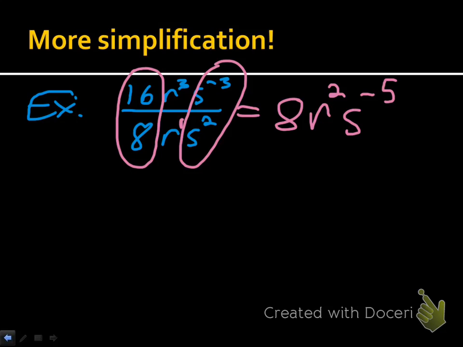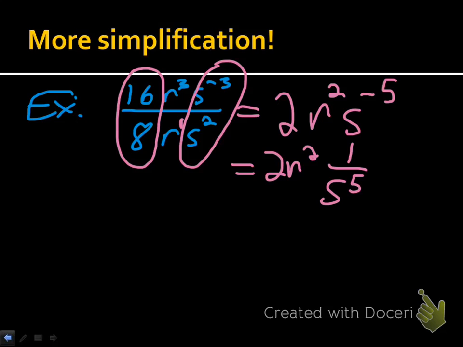Okay, and then we should simplify this a little bit more. Oh my goodness, I'm sorry, mistake, you probably caught this before I did. This is actually 2r squared s to the negative 5th. Okay, and then let's simplify this a little further. 2r squared times 1 over s to the 5th, and that's okay, but I think we could write that a little bit prettier if we wrote it as 2r squared over s to the 5th.